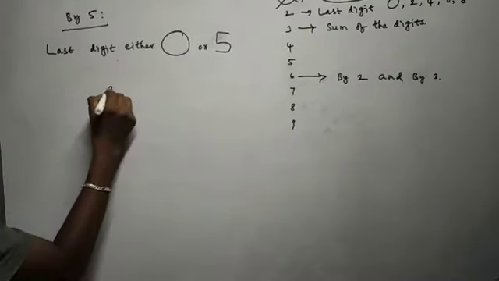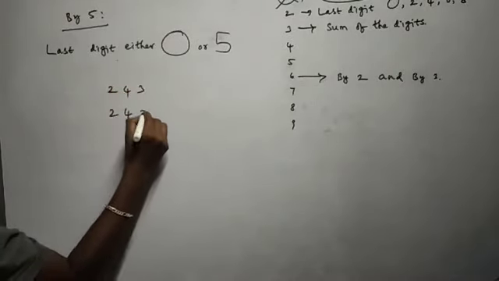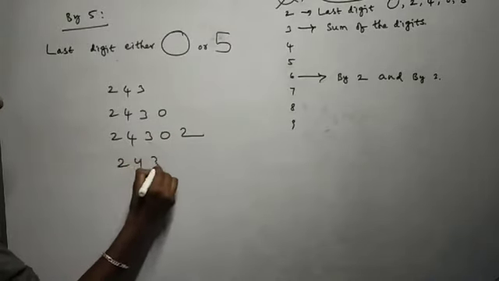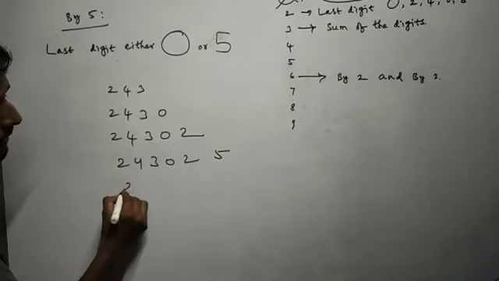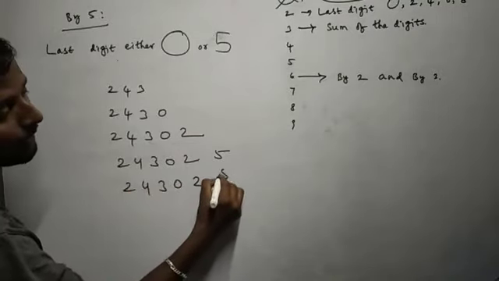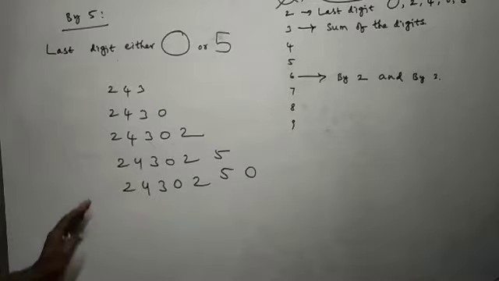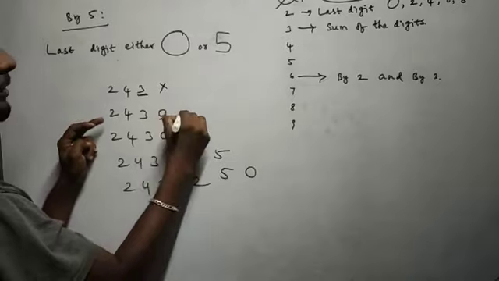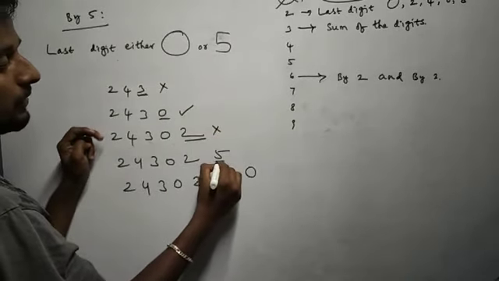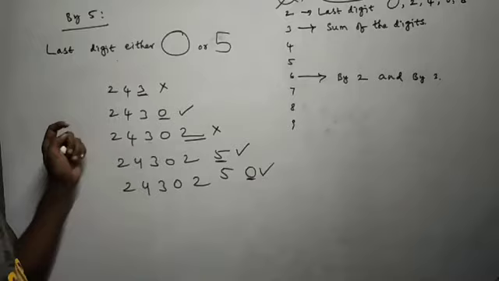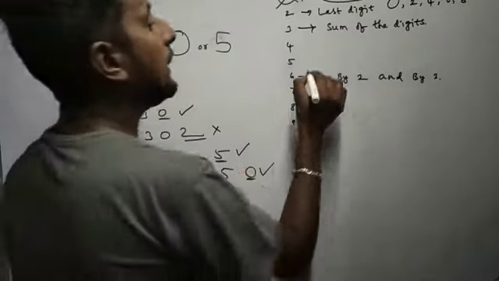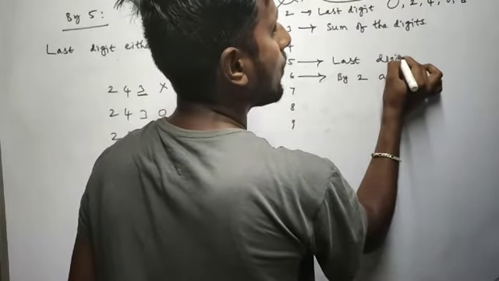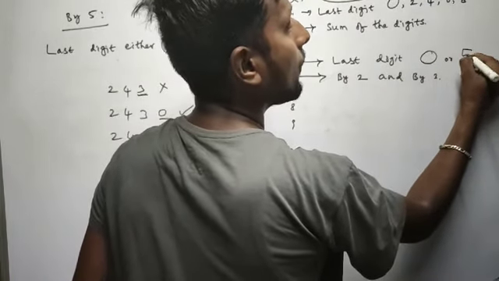Okay, look at 243, 2430, 24302, 2430250, 243050. These are different numbers which look the same, right? Last digit 3, so not divisible. 0, divisible. 2, not divisible. 5, divisible. 0, divisible. So the divisibility rule for 5 is: last digit 0 or 5.